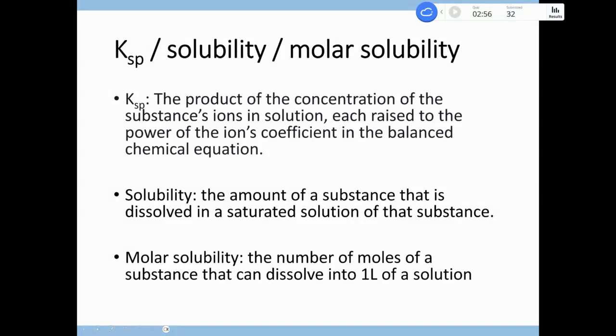Solubility goes back to an earlier chapter. Remember we were talking about unsaturated, saturated, and supersaturated solutions. Solubility is the amount of a substance that is dissolved in a saturated solution of that substance, so it depends on the volume of the liquid that's present. It can change based on temperature and volume. Molar solubility is more standardized. We can assume room temperature, and it's the number of moles of a substance that dissolves in 1 liter of solution. Just like molarity for concentration, molar solubility is the number of moles dissolved in 1 liter.